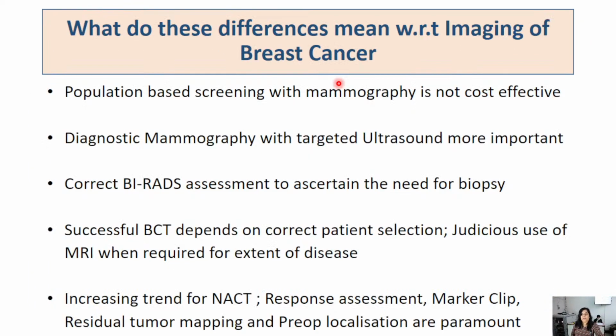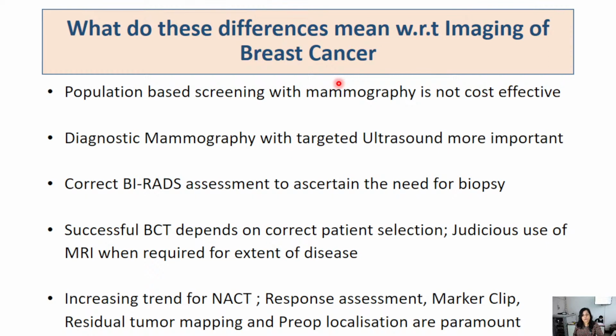So what do these differences mean with respect to imaging of breast cancer? So number one, we are not ready for population-based screening. It would not be cost effective because the incidence is low. And as we are getting cancers in the younger age group, the breasts are dense, mammography will not work. So therefore, our major work is diagnostic mammography, and targeted ultrasound is very, very helpful.